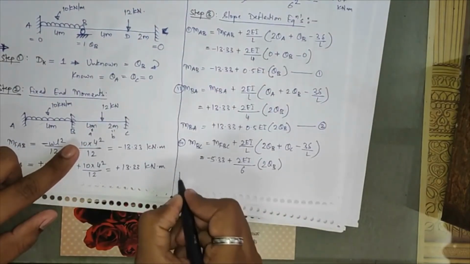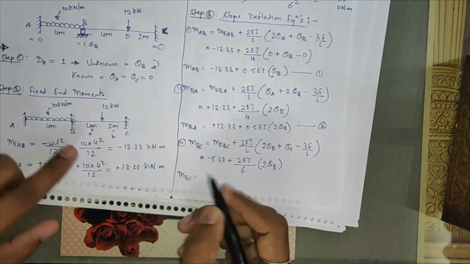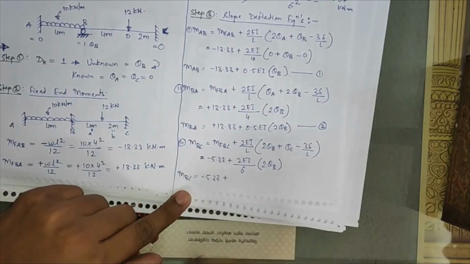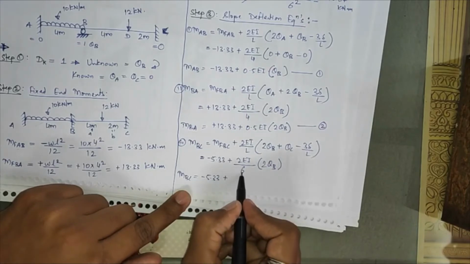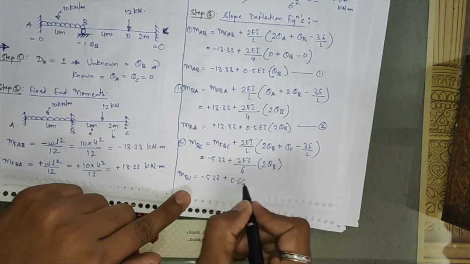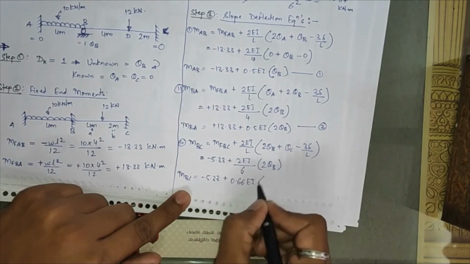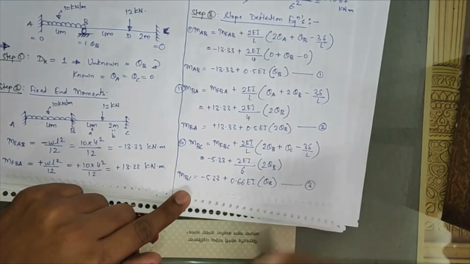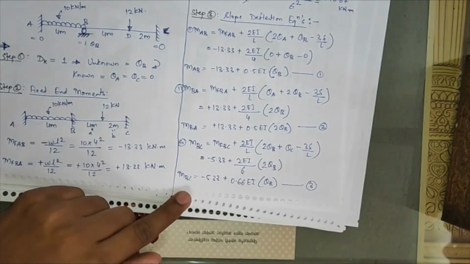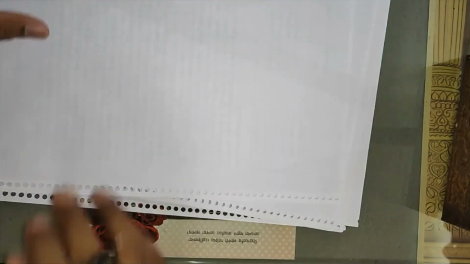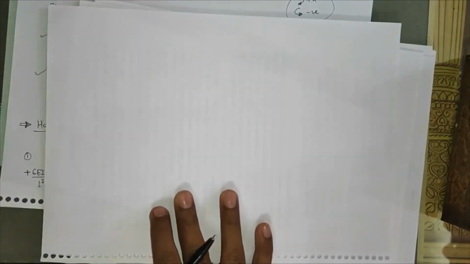So MBC, how much will we get? Minus 5.33 plus 2 by 6, that I'll get as 0.33, 0.33 into 2, that I'll get as 0.66 EI into theta B. This will be my equation number 3. Now one more member is remaining, that we'll see here on the next page.